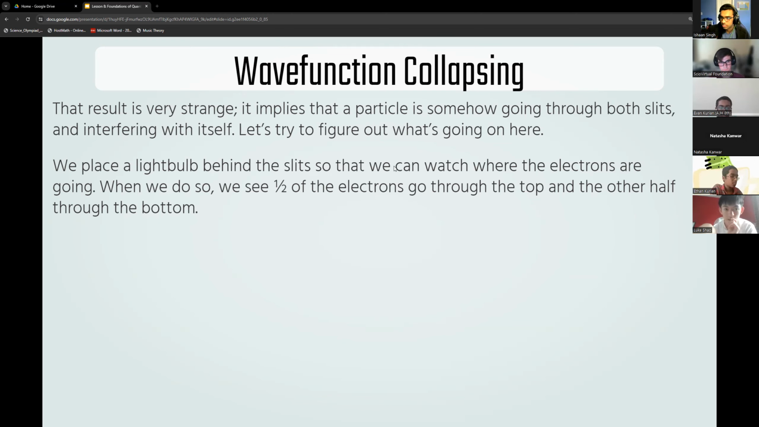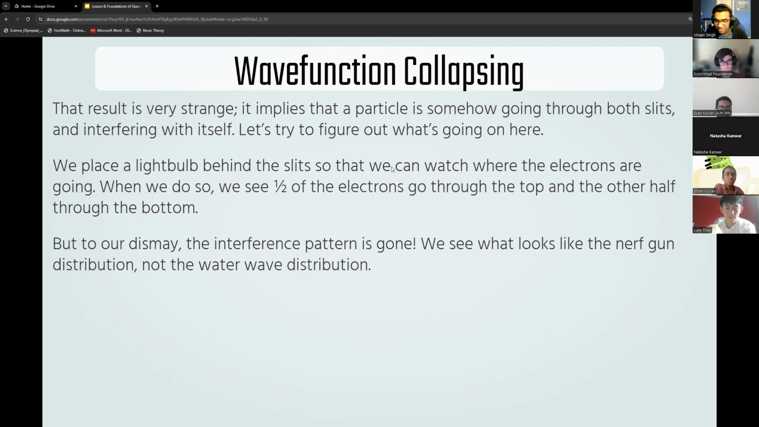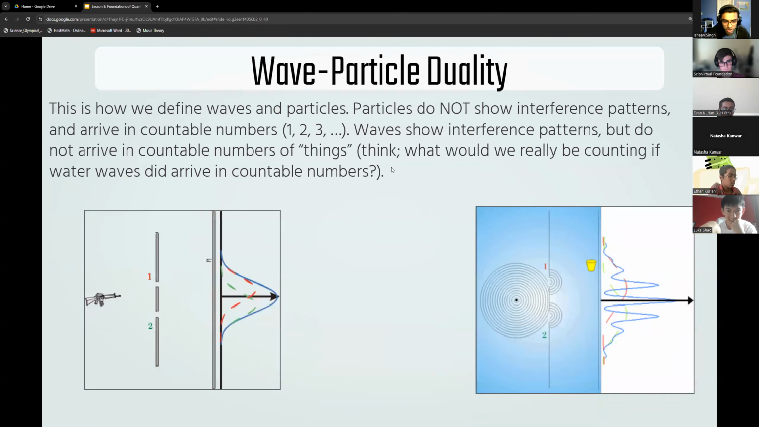This makes sense, right? Our gun's firing randomly in all directions, so half of them are going to go through the top, half of them are going to go through the bottom. But to our dismay, the interference pattern is now gone. Once we've seen the electrons as particles, once we've observed them to be going through either the top or the bottom slit, we no longer get an interference effect. We get that original distribution on the left right here.